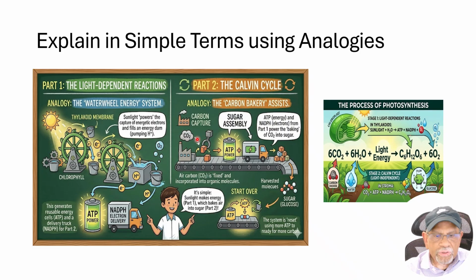So now you go to the next part, which is the Calvin cycle, and here the analogy is a carbon bakery. It combines the carbon dioxide, which it captures from the air, with that energy, the ATP and NADPH, and by basically baking it together, in this example, you are creating glucose, or sugar. So it's a simplified version.